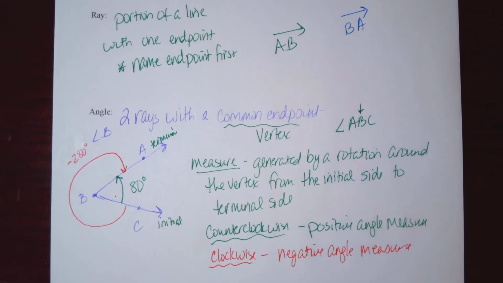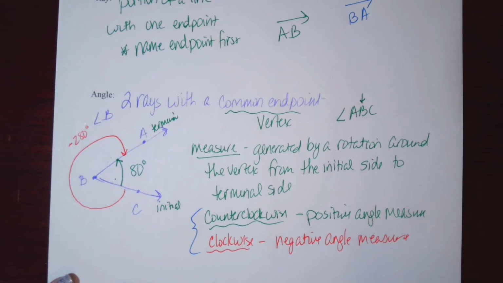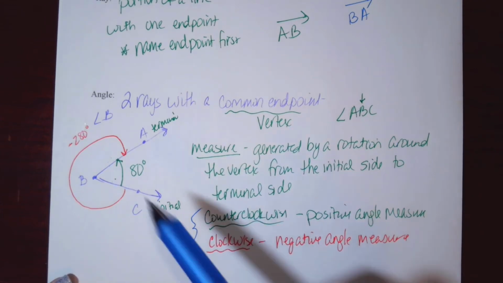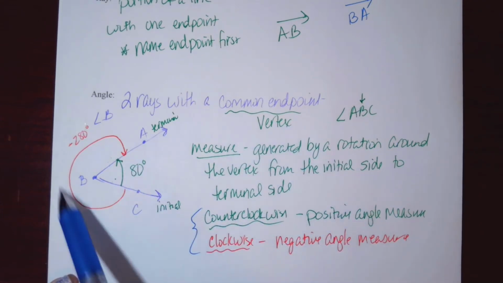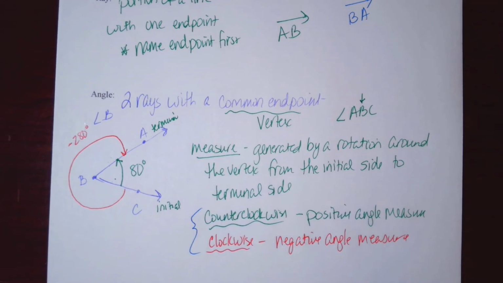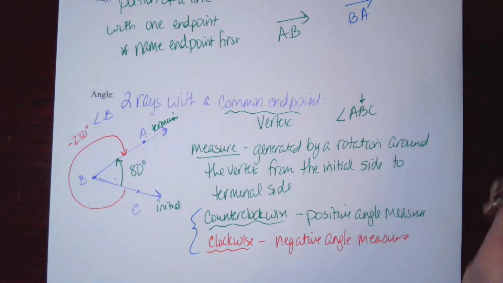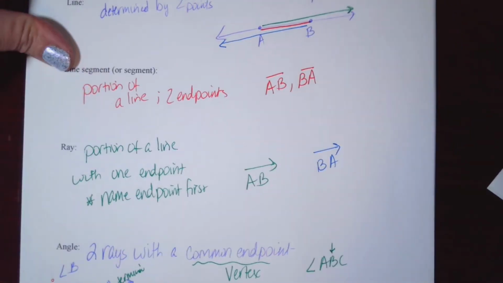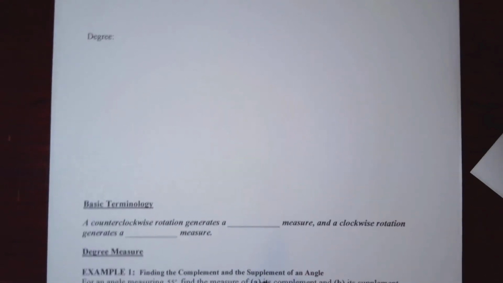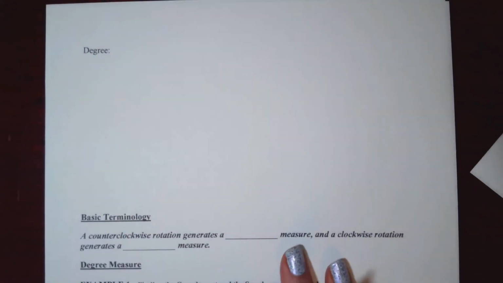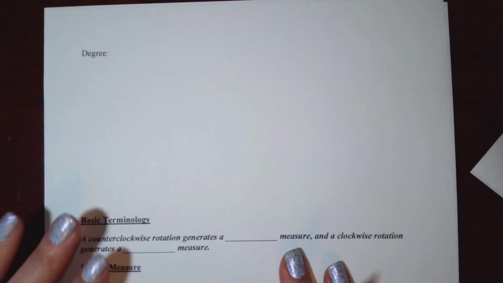Now these two bits of information are really important as we move through the semester. We have a positive angle measure if we're rotating counterclockwise, a negative angle measure if we're rotating clockwise. All right, let's look at our next page and talk about degree measures of our angles.